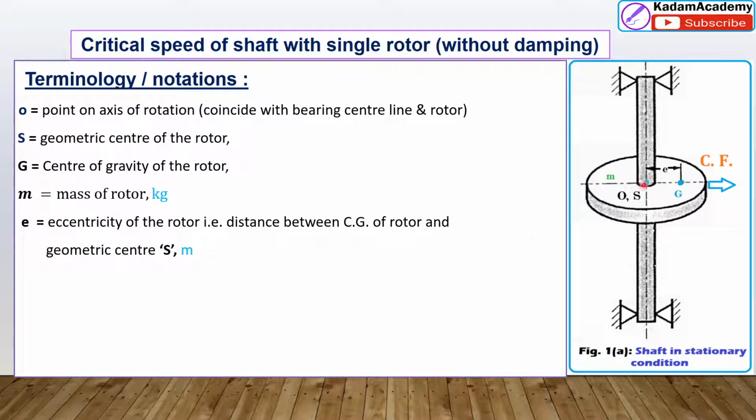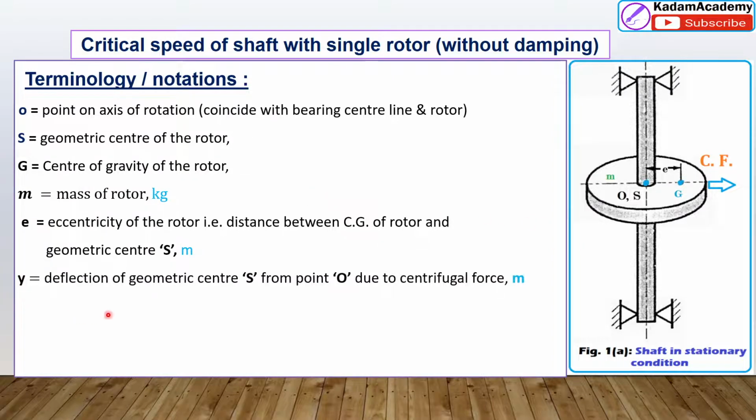And S is the geometric center. Y is the deflection of the geometric center from point O due to centrifugal force m. So the distance between this S and O is nothing but the Y deflection. Kt is the transverse stiffness. The shaft is rotating, and due to this, the transverse vibration will be there.